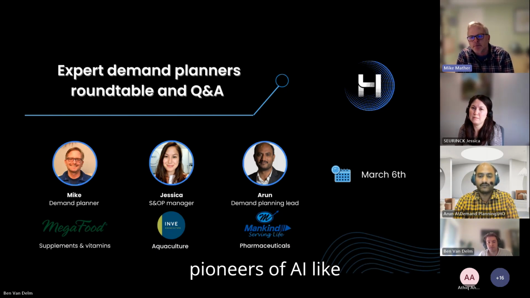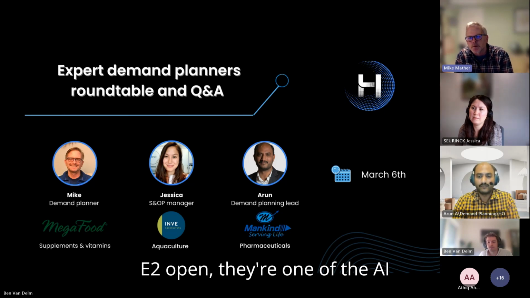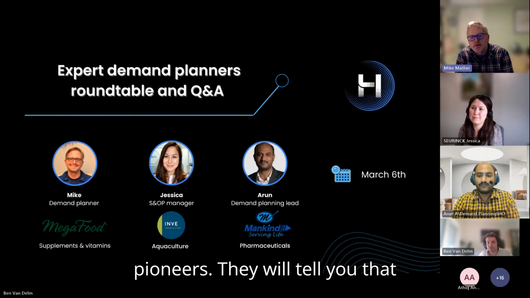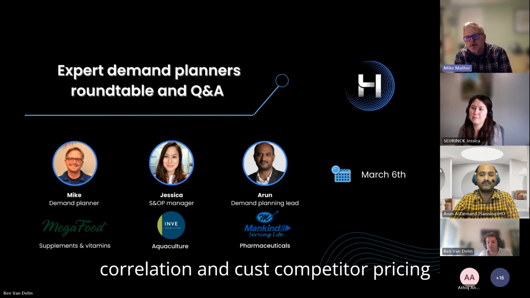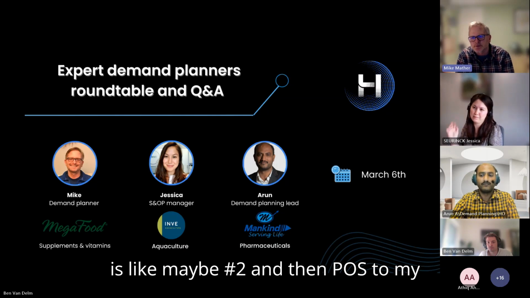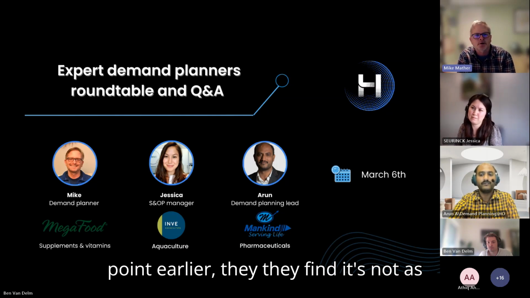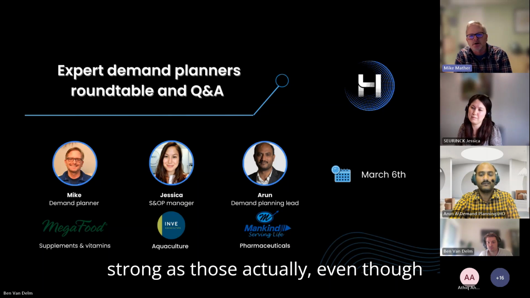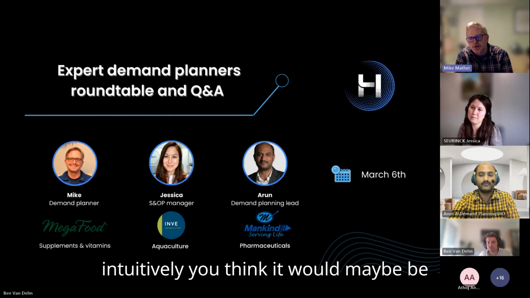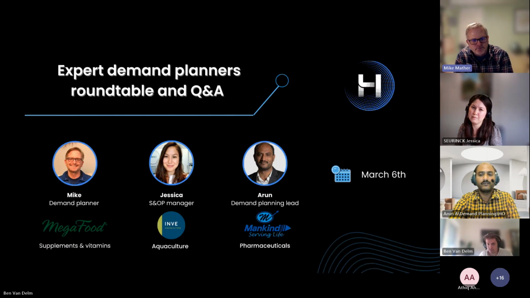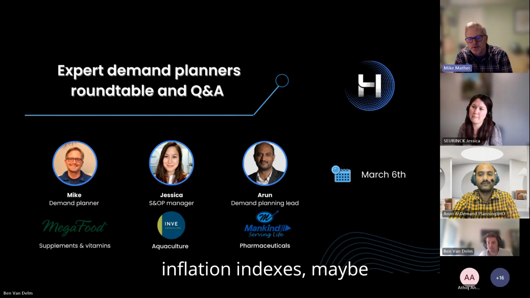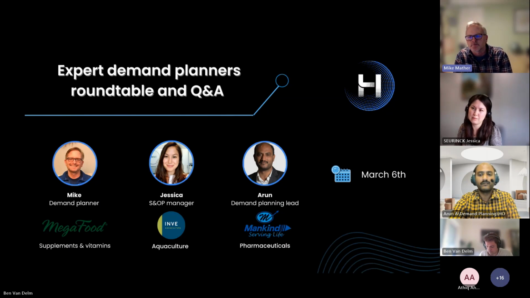I think some of the pioneers of AI, like E2open, they're one of the AI pioneers. They will tell you that customer inventory is the best correlation, and competitive pricing is maybe number 2, and then POS, to my point earlier, they find it's not as strong as those, even though intuitively you'd think it would maybe be the best correlator. And then I think some of the macro stuff like inflation indexes, maybe GDP to an extent with us.